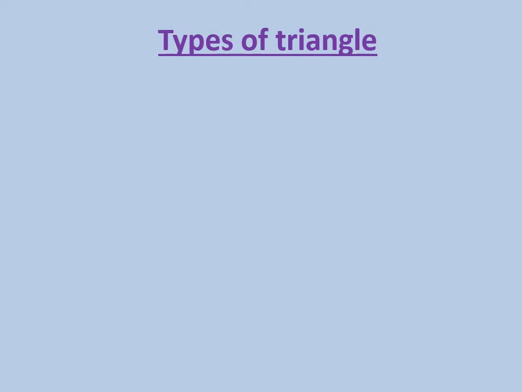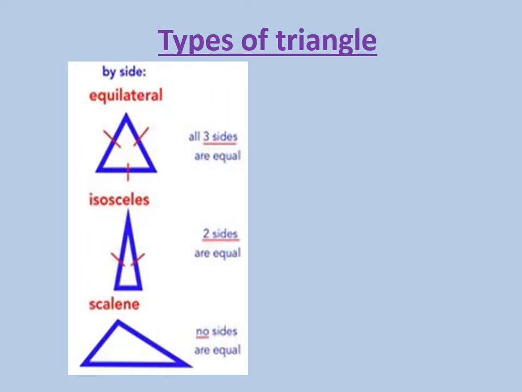We will make a quick revision about types of triangles. First, types of triangles according to sides. There are three types. Equilateral triangle, since the three sides are equal. Isosceles triangle, if there are two sides equal. Scalene triangle, if the three sides are different or no sides are equal.